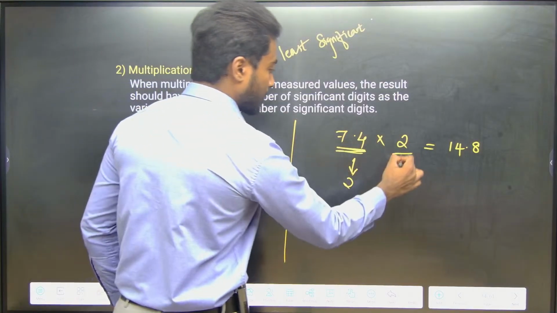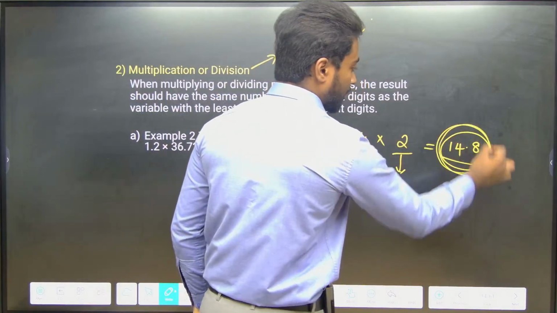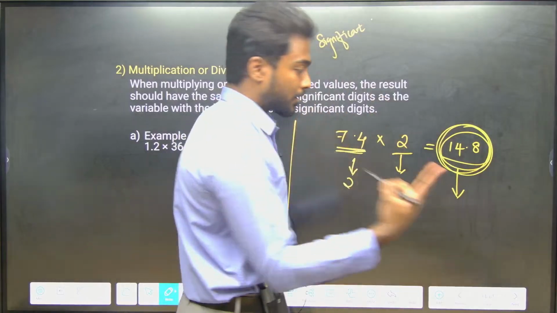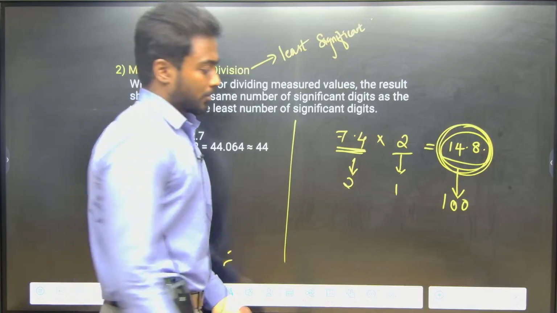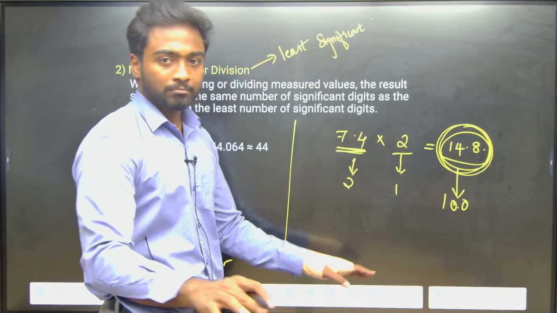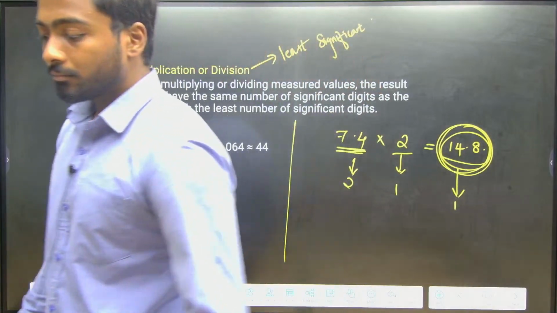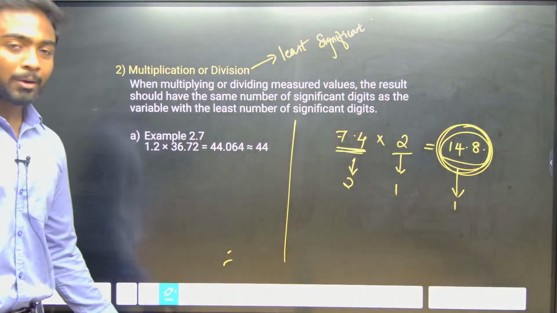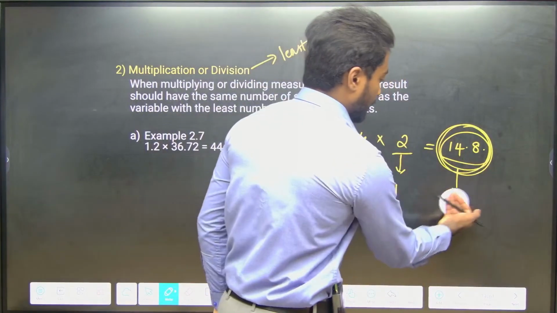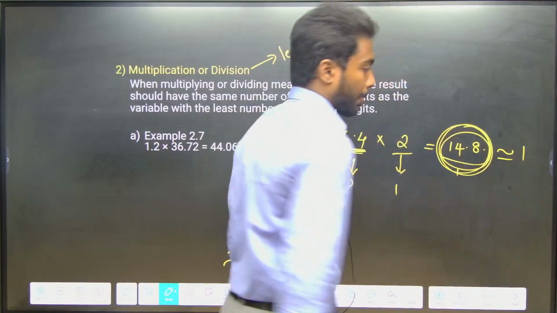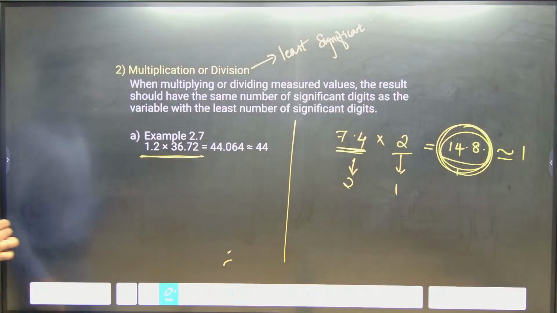This has 2 significant figures, this has 1 significant. Then consider this total term for the 1 significant. First one is 1, this 2 you take it as 0. So only 1 is the answer. No need to do anything. I will round off to 1. That is my answer.